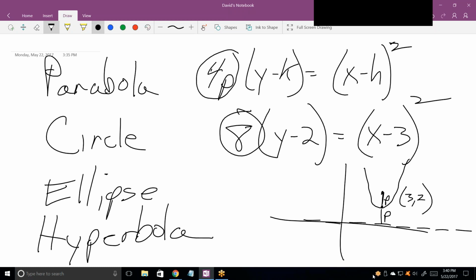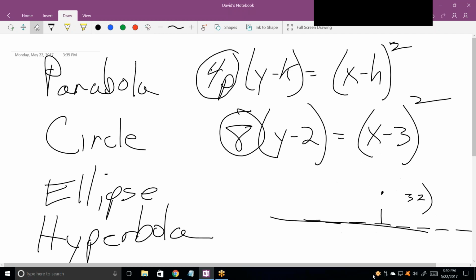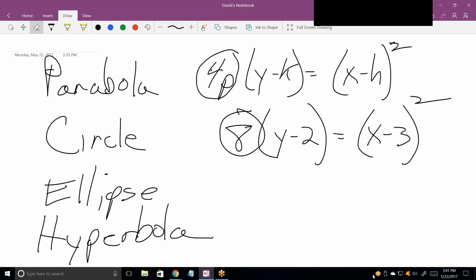So when they ask you about the focus or the directrix of a parabola, that's what they're referring to. Now, let's just talk about horizontal parabolas, because this is the first time you've ever been exposed to these. Parabolas that look like that, right? What's the equation of that parabola?